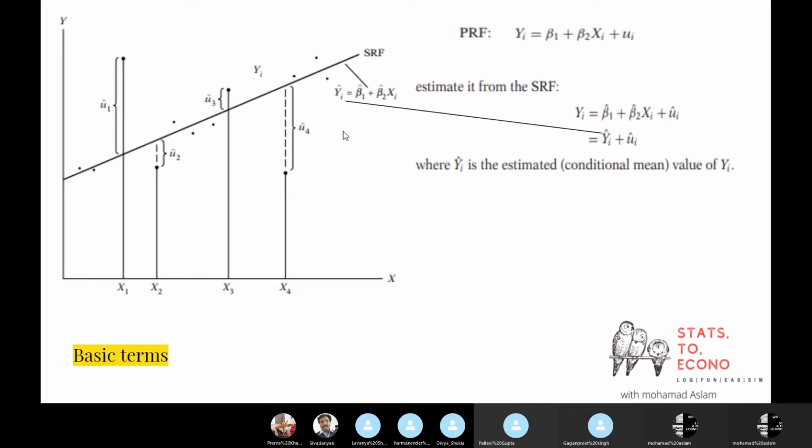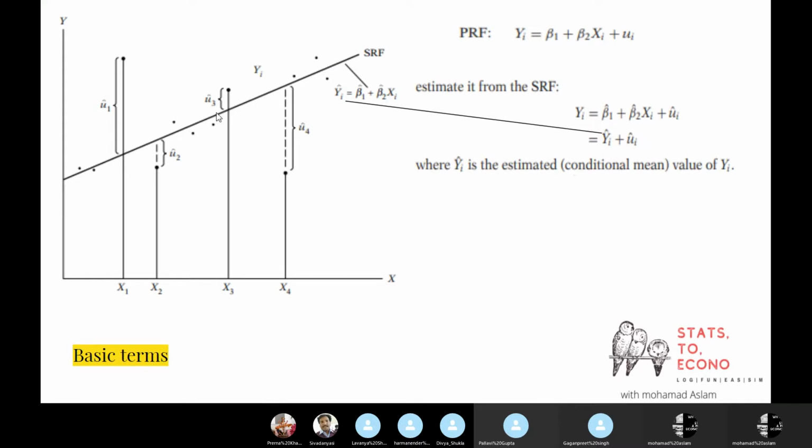These actual values have two parts. One is the estimated value from the regression line, and second, the gap between the estimated line and the actual y values, that is due to error, the residual term, or unknown factors. So this is the form of the SRF function.